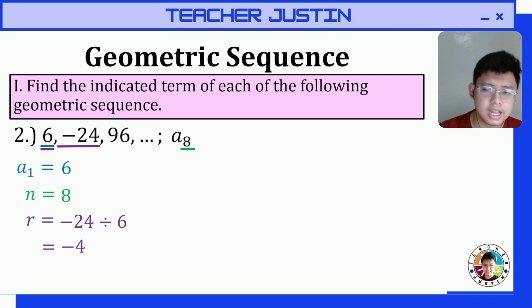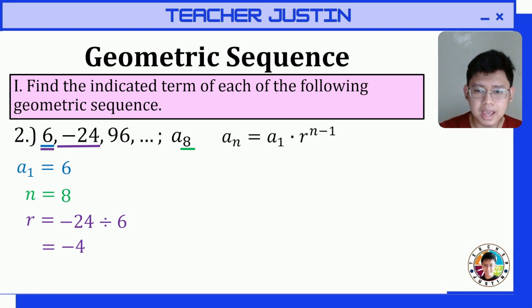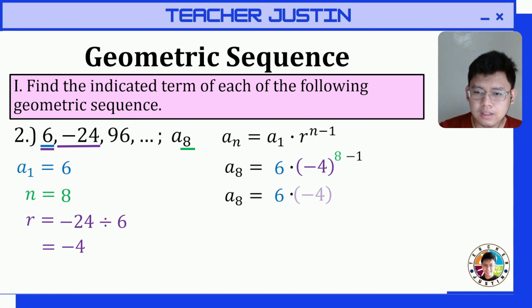Now, ang formula na gagamitin natin is a sub n is equal to a sub 1 times r raised to n minus 1. Now, let's substitute our given. Okay, so we're looking for a sub 8. It is equal to the first term, which is 6 times negative 4 raised to 8 minus 1. Now, let's simplify 8 minus 1. That will give us negative 4 raised to 7.